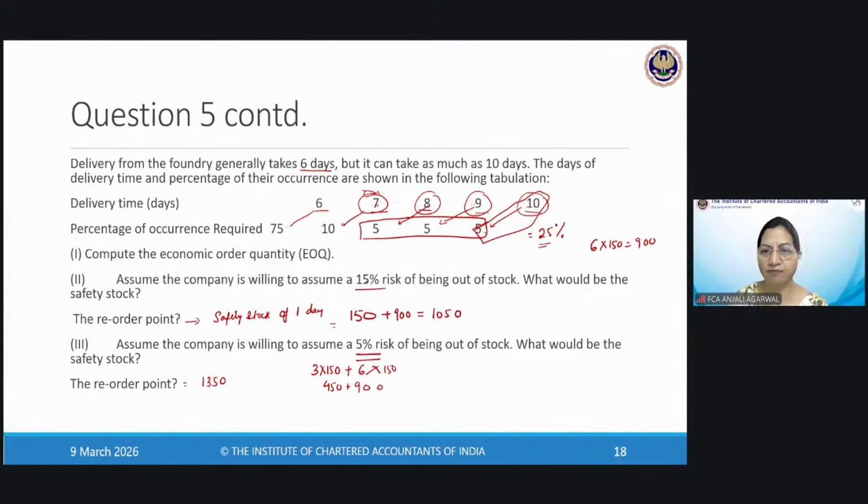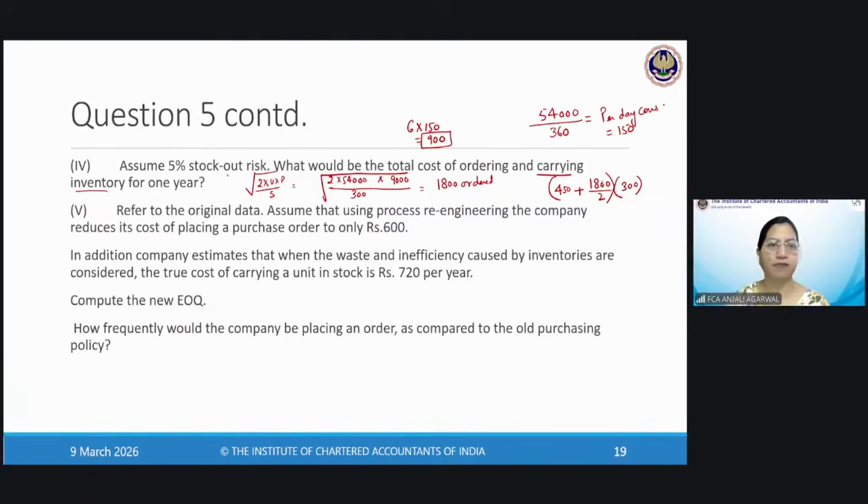15% risk, then from backwards you can count. Ignore the 10th day. So you're taking 5% risk. Ignore the 9th day, another 5% risk. Ignore the 8th day, another 5% risk. In total, 15% risk. And if you are taking only 5% risk, then you are prepared till 9th day. So keep a safety stock for 7th, 8th, and 9th day's consumption. 3 days consumption, 450. Further, it is asking you if you are 5% risk, that means you are keeping a safety stock of 450. What would be the cost of placing an order and what will be the total cost of ordering and carrying cost?